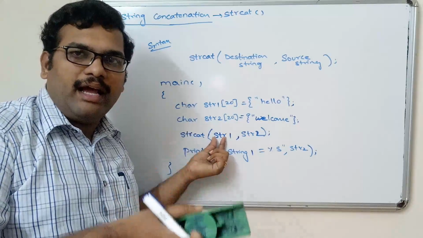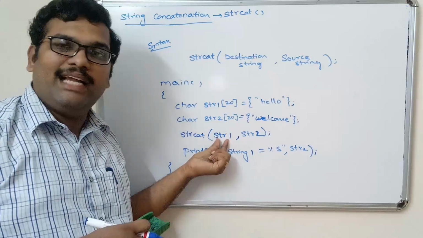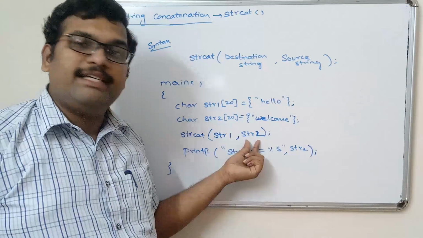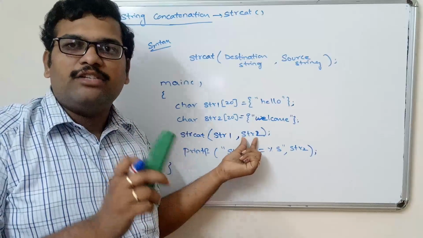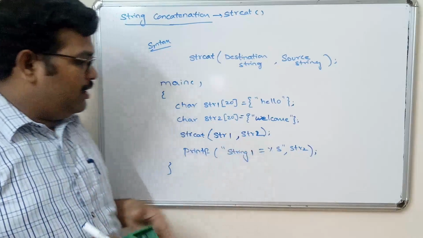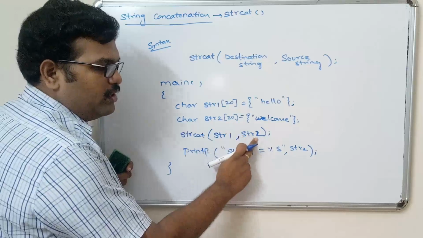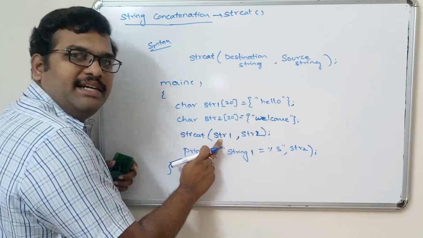the content of string 1, and the source is string 2. That means which data should be appended. So here the data of string 2 is appended at the end of string 1.